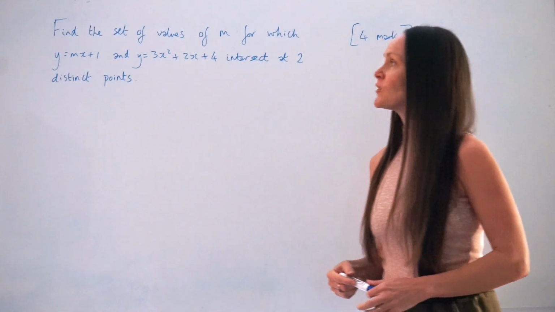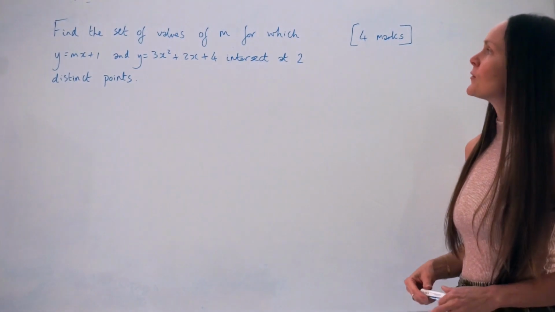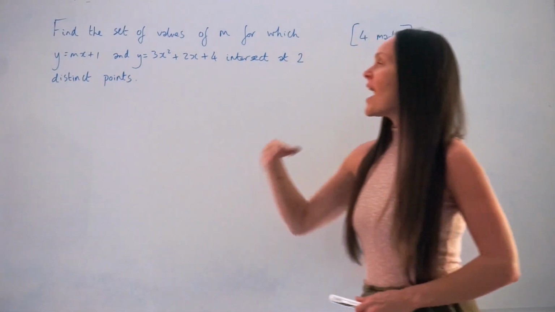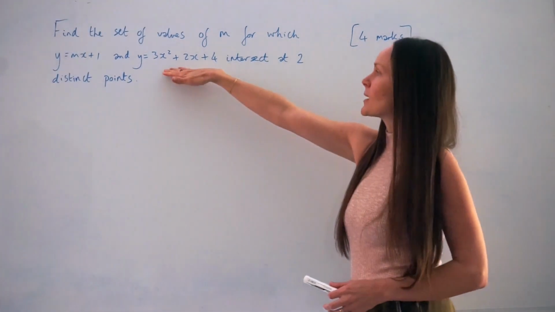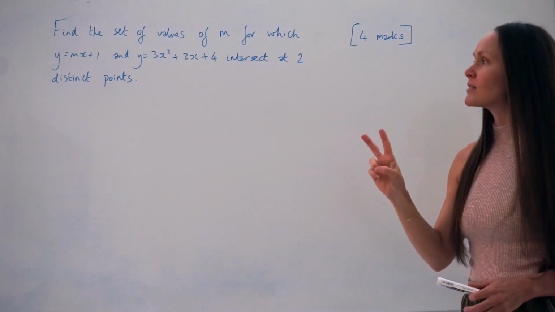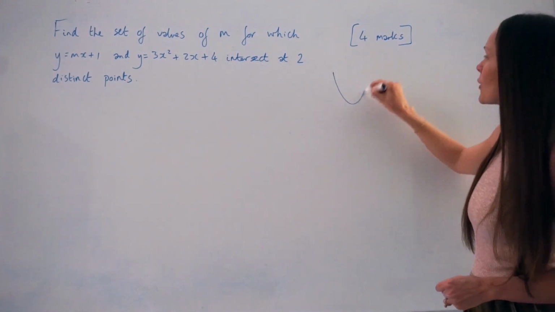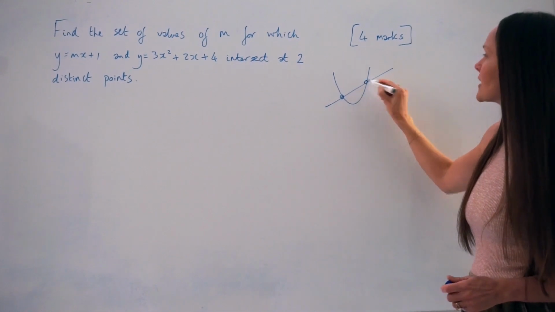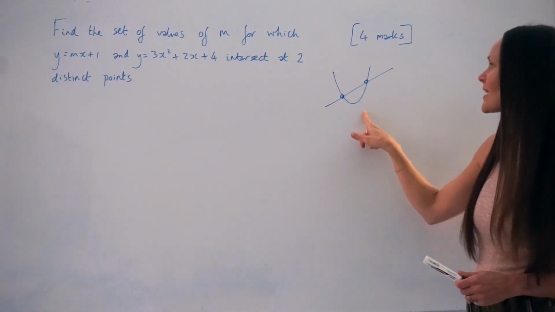In the next exam question, it says find the set of values of n for which the straight line y equals mx plus 1 and the curve y equals 3x squared plus 2x plus 4 intersect at two distinct points. So we have a curve and a straight line, they're intersecting at two distinct points. So it looks something like this sketch here.